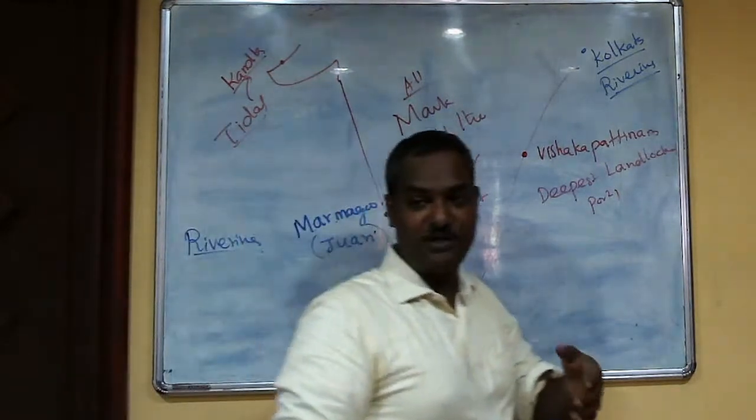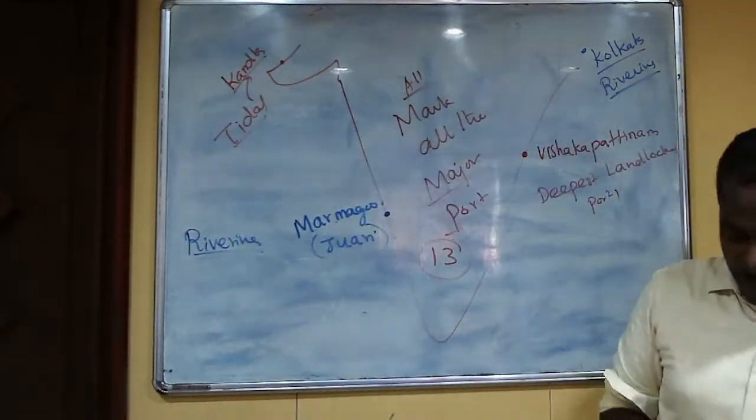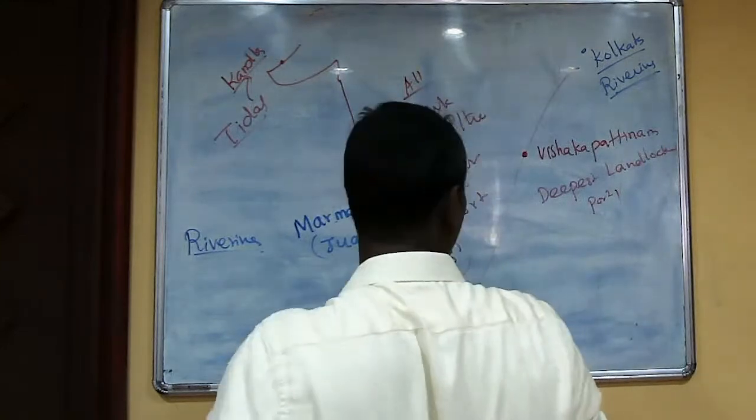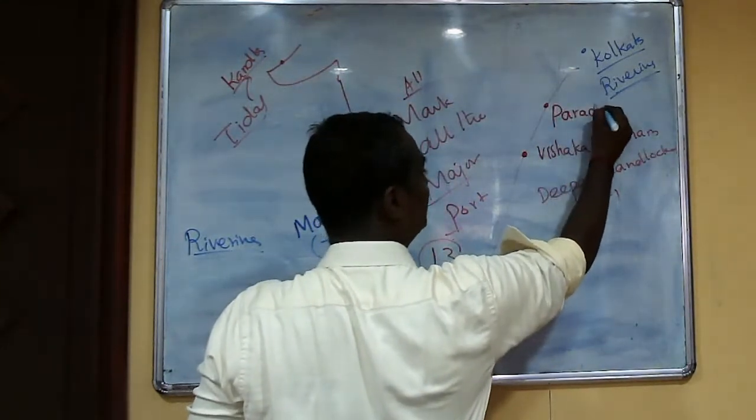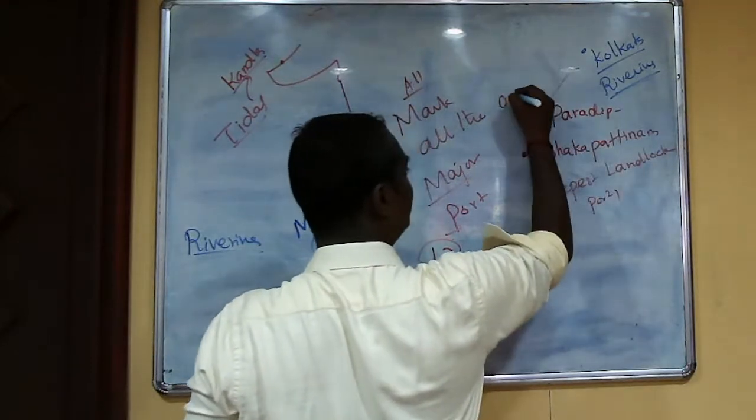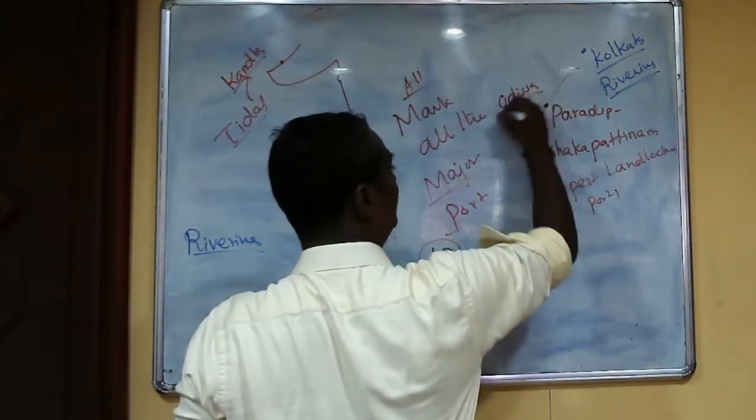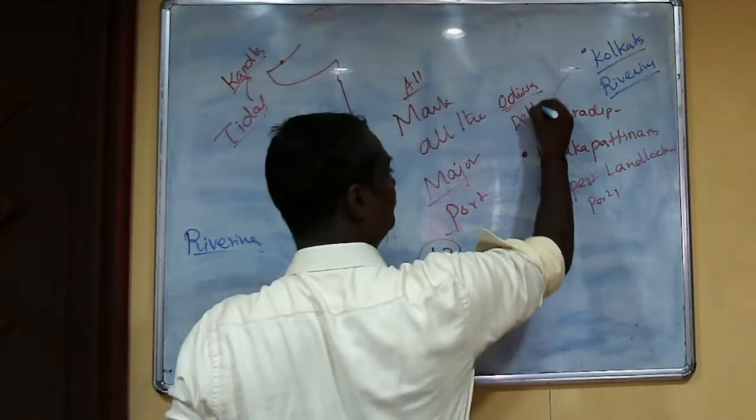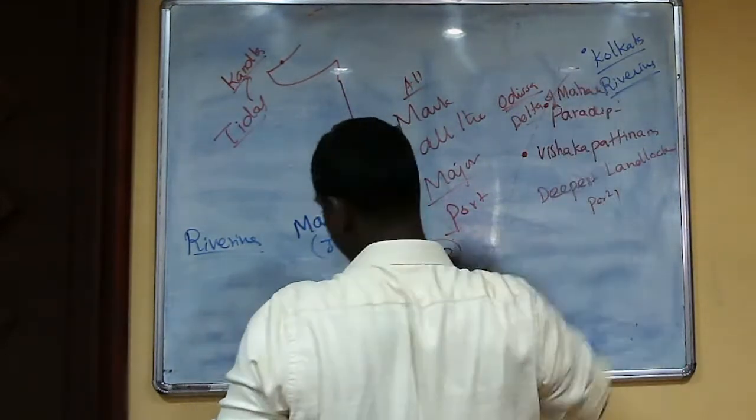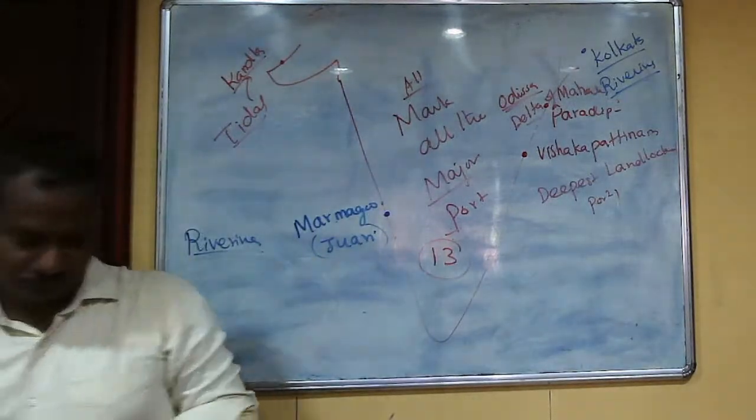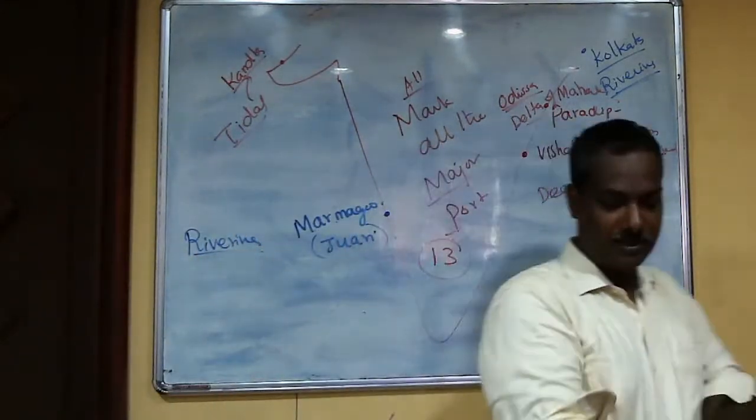Then one delta. There is one port which is in a delta. Paradip. Where is Paradip? Paradip is in Odisha. Which river? Delta of Mahanadi.